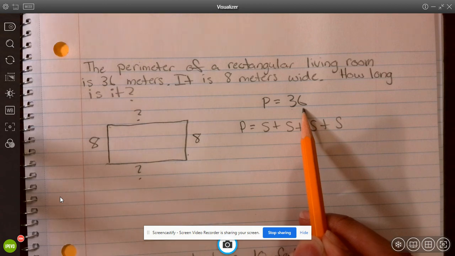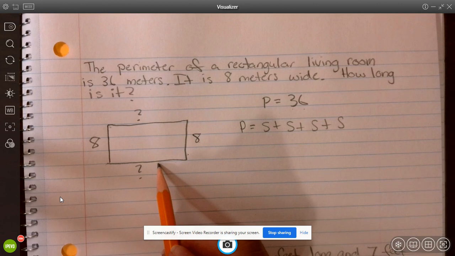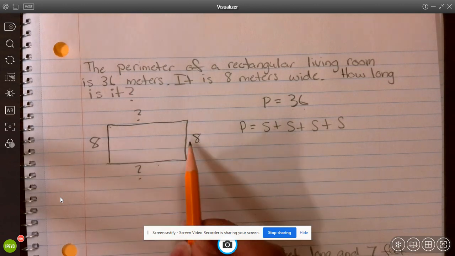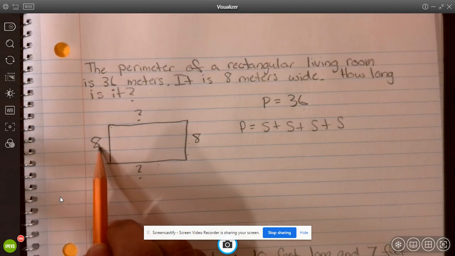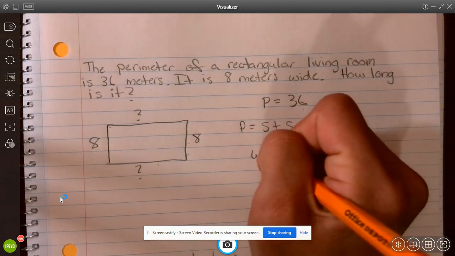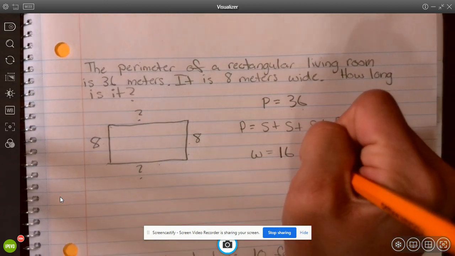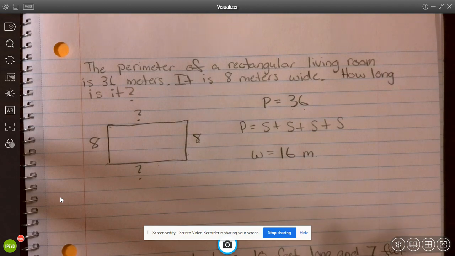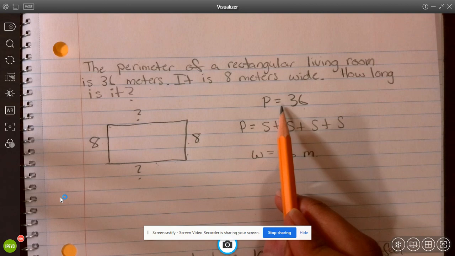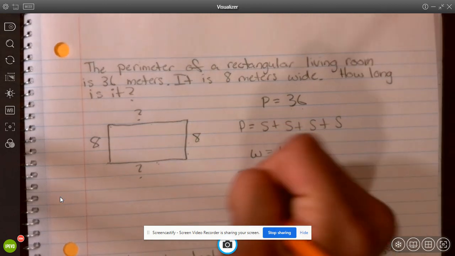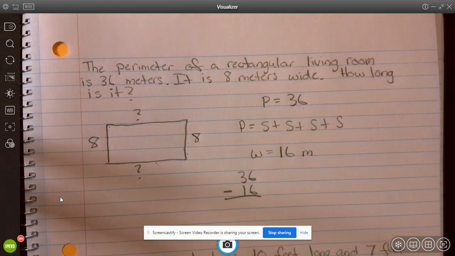In order to find the length, we first have to add the widths together. So 8 plus 8 equals 16. So both widths combined is 16 meters. Now to find the length, we have to take the perimeter, which is 36, and subtract the width. So subtract the width.